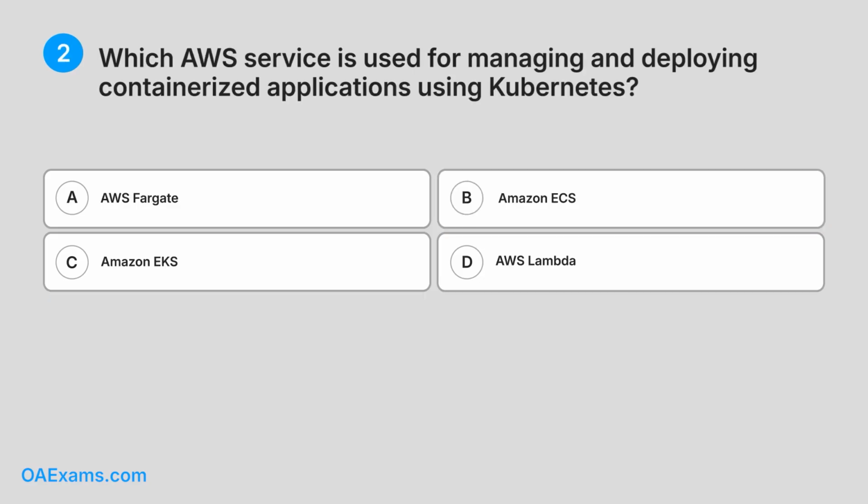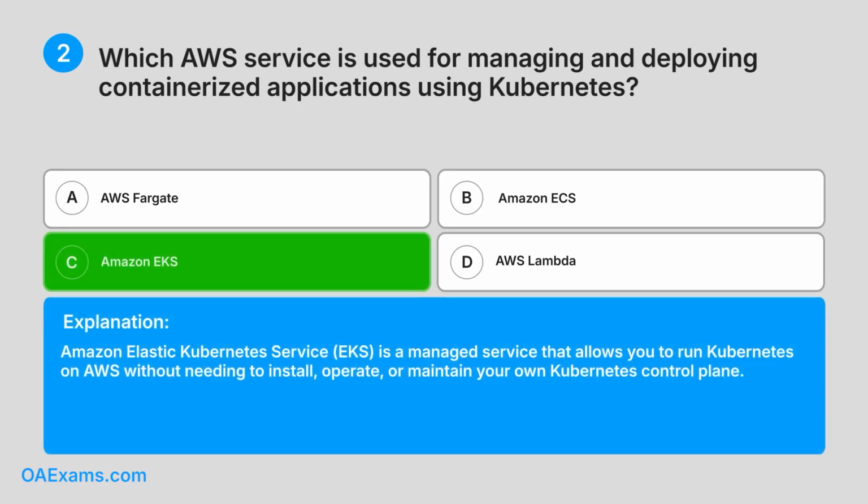2. Which AWS service is used for managing and deploying containerized applications using Kubernetes? A. AWS Fargate. B. Amazon ECS. C. Amazon EKS. D. AWS Lambda. Can you guess the answer? Correct answer: C. Explanation: Amazon Elastic Kubernetes Service, EKS, is a managed service that allows you to run Kubernetes on AWS without needing to install, operate, or maintain your own Kubernetes control plane.